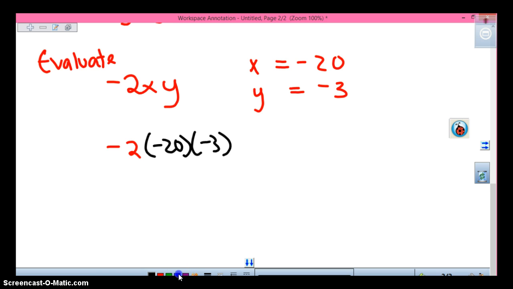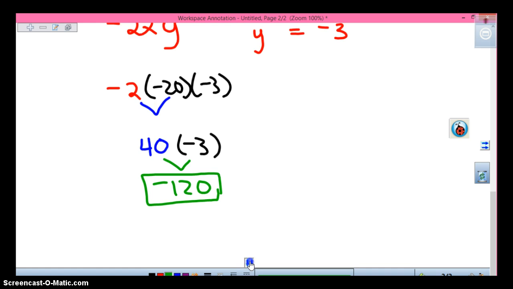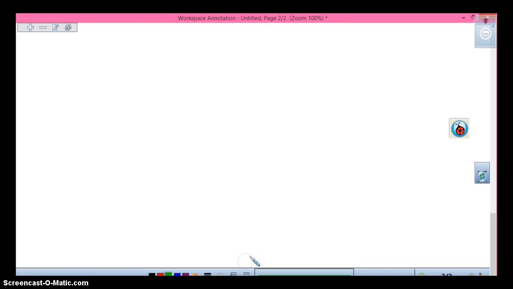Now, for multiplying, does it matter the order in which we multiply? Negative 20 times negative 2 is positive 40, times negative 3. 40 times negative 3 would be negative 120. Notice how my first two negatives gave me a positive answer, and then the positive times a negative equals a negative.